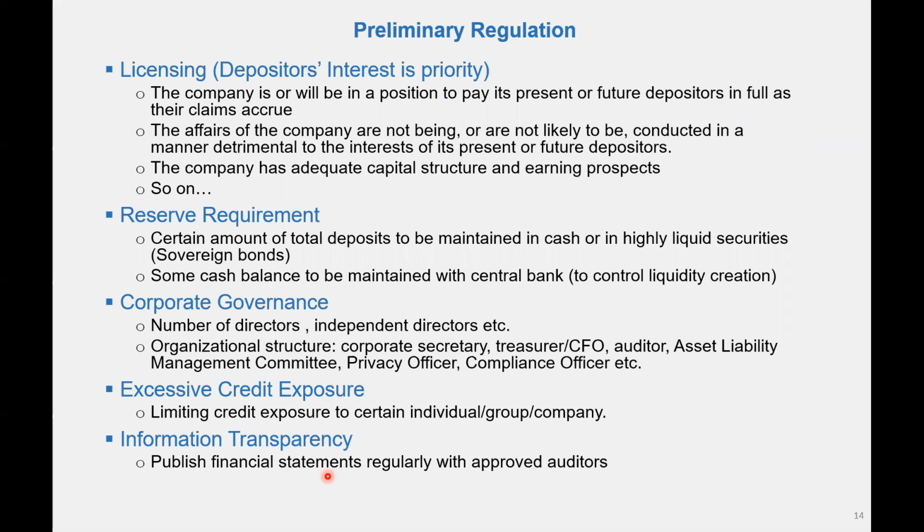So let me talk about the preliminary regulations. The first thing is licensing. Whenever the regulator gives a license to a company to operate as a bank, the regulator has to be completely satisfied and ensure that there will not be any harm to public deposits. The company has to have an adequate capital structure, that means enough capital, plus future earning prospects, so that it is in a very healthy position to operate.